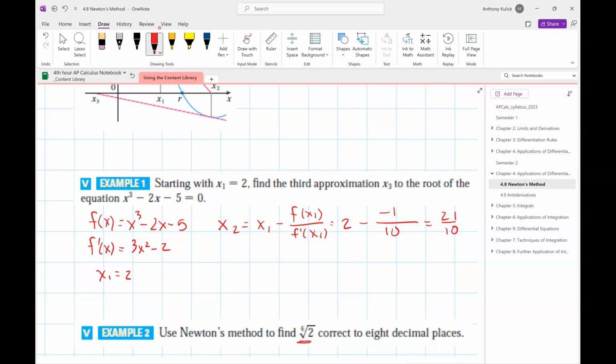Is that it? That's what you do? Well, now we have to do x3, which is just taking our previous answer and plugging it back into the formula. Now, I'm not going to do that by hand, because fractions and cubing and common denominators are just going to be a big hassle.